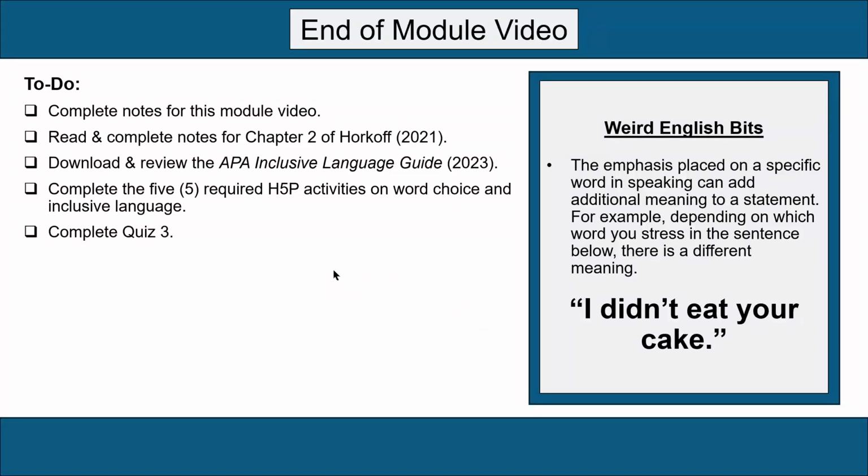So for this module, make sure you complete the notes. You have to review and complete notes for Chapter 2 of Horkoff. You're going to review the APA Inclusive Language Guide. I do recommend having this available to you for Quiz 3 because there will be questions about it. And there are 5 required H5P activities on word choice and inclusive language, including the one on First Nations, Métis, and Inuit. At the end of all this, complete Quiz 3, and then move on to the next module.